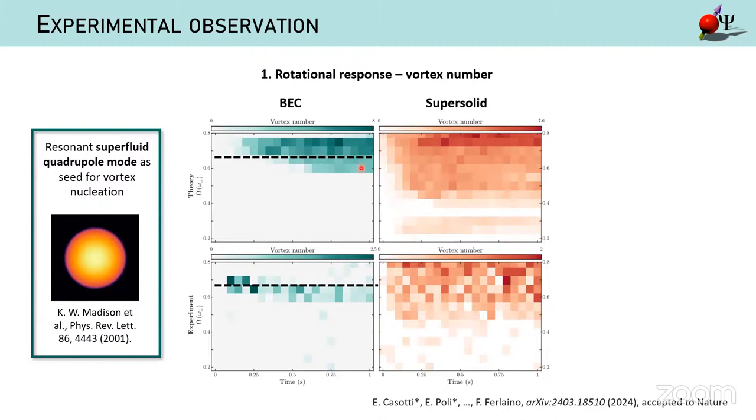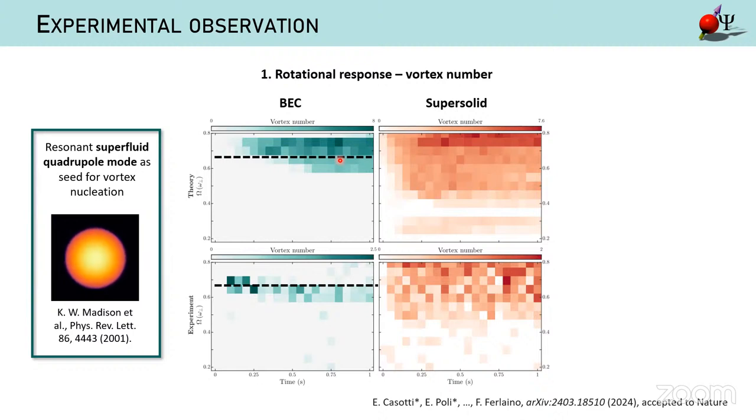For the BEC, we just observe vortices when we rotate at frequencies close to this resonant behavior, along this frequency, which is approximately 0.7 in units of the radial trapping frequency. The reason for that is well known in the literature, because this is exactly the frequency for which the quadrupole mode is at resonance in the rotating frame. And so this instability is the seed for vortex nucleation that we need.